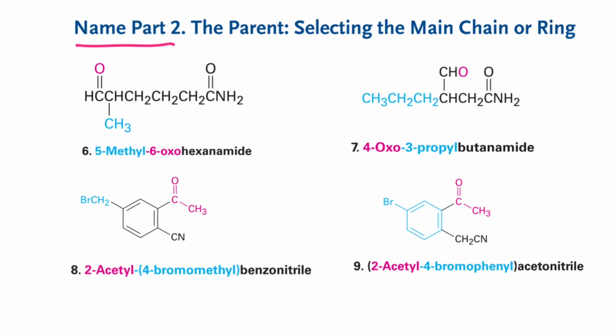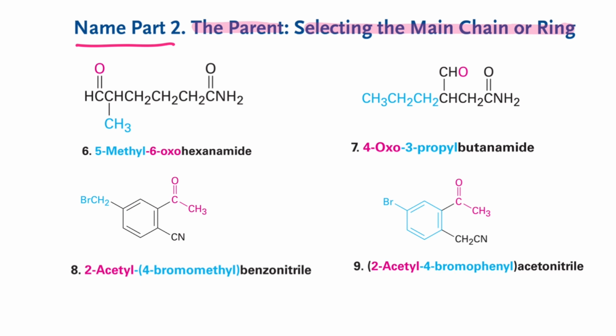Name part 2. In this we have the parent carbon chain. Before that, what we choose in suffix. Now the parent carbon chain: selecting the main chain or ring. Sometimes we will get a ring, sometimes only an open chain, sometimes both together. Then which one do we have to select as the principal or parent chain? Then we will get confused. Now I will remove your confusion about which is the parent carbon chain.